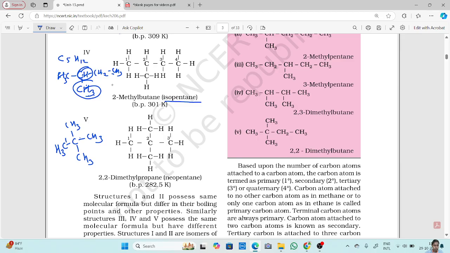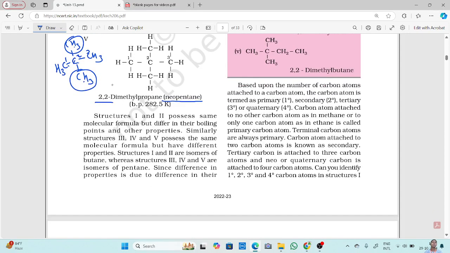Now 1, 2, 3, so this is 2,2-dimethyl propane. That means on the second carbon you have 2 methyl groups joined, so it is 2,2-dimethyl propane. Why propane? 1, 2, 3 carbons are involved. Now again this can be named neopentane. Why neopentane? On the second carbon you have 2 methyl groups attached. It forms a neo structure. So these are the different kinds of structures and names. Now structures 1 and 2 possess the same molecular formula but differ in their boiling point and other properties.